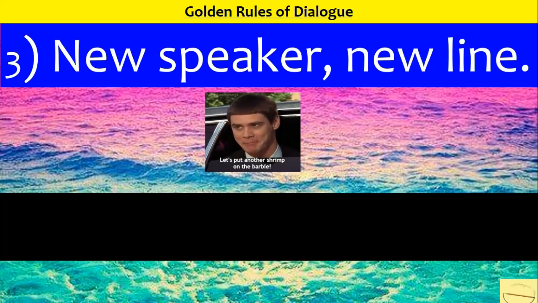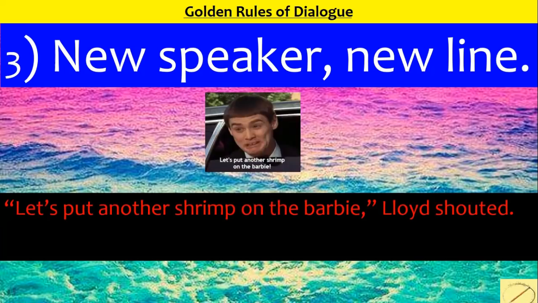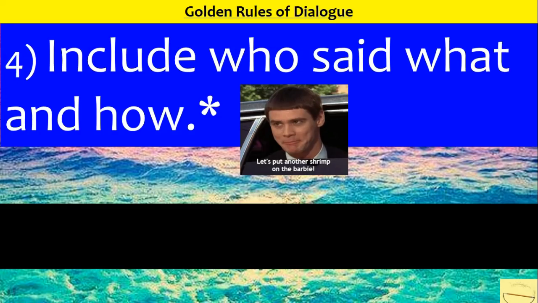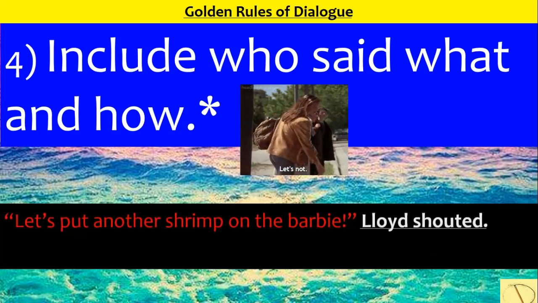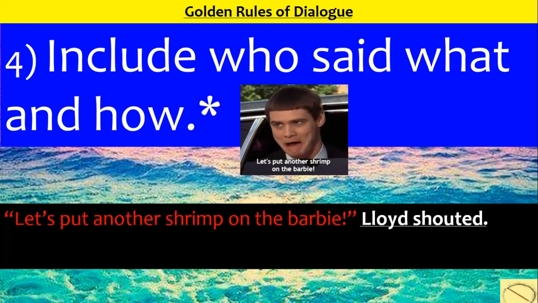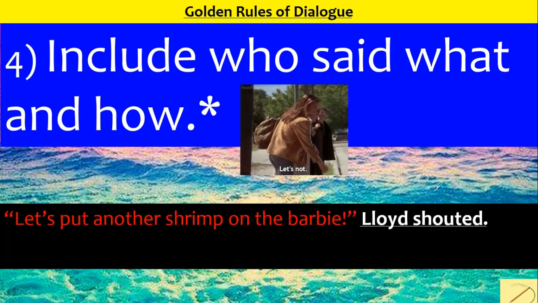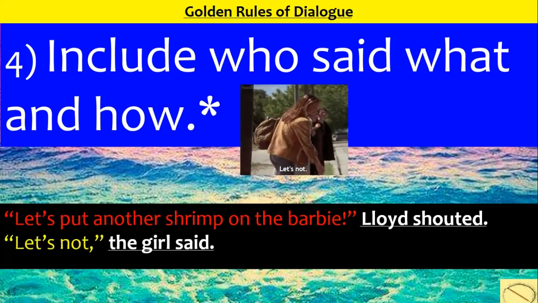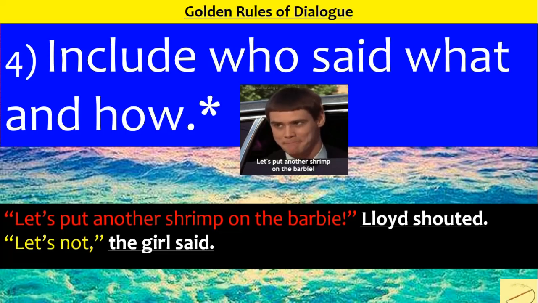Number three, new speaker, new line. So that means, "Let's put another shrimp on the barbie," Lloyd shouted, but "let's not," the girl said. Because the girl has said something, we drop a line. Number four, include who said and what and how. So for example, "Let's put another shrimp on the barbie," Lloyd shouted. I'm telling you who is speaking and how he said it. And then the girl, we've just put said. So it's telling me who is saying it and how they're saying it.